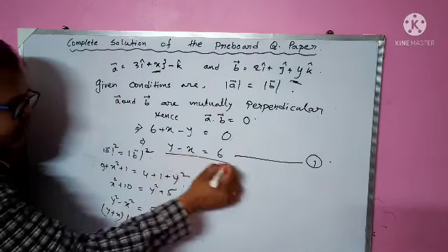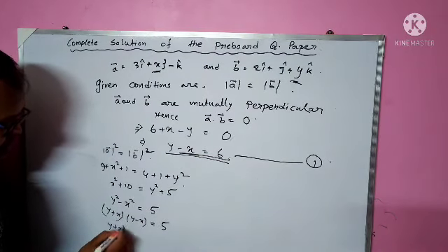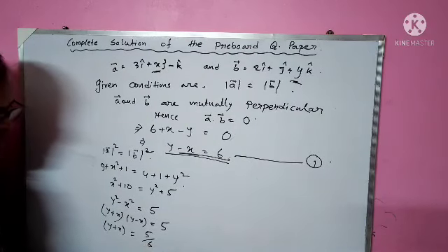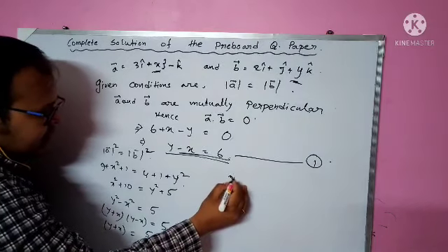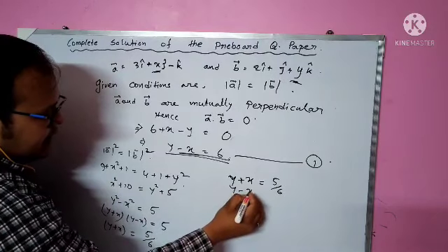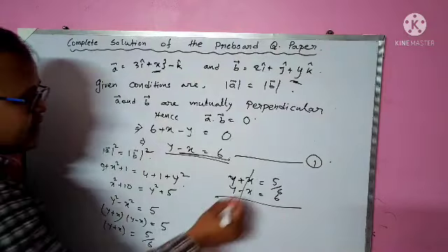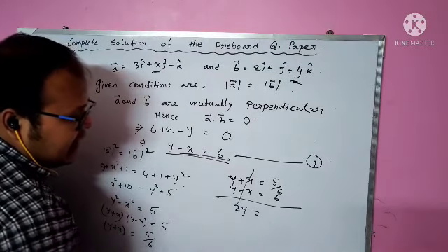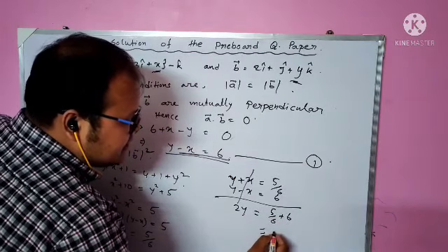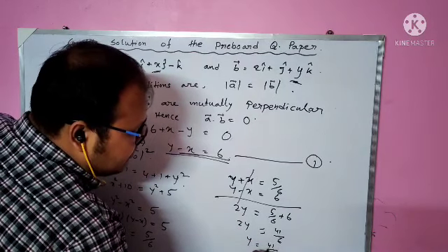And I can put the value of y minus x that I found in equation number 1. So I can put this value here. What we can get is y plus x equals 5 divided by 6. Once you have obtained this, now you have y plus x equals 5 by 6 and y minus x equals 6. And what you can do is eliminate one of the variables here. So if you eliminate x, you will be getting 2y as 5 by 6 plus 6, and 6 is 36 by 6, so 36 plus 5, it is 41 by 6. You are getting your y value as 41 by 12 then.